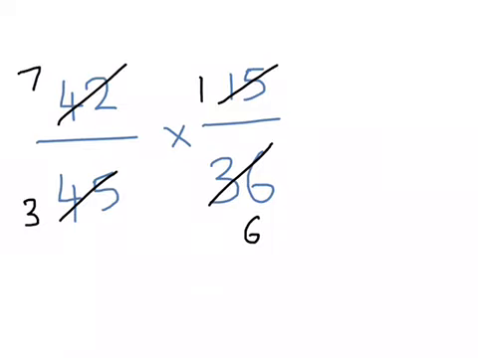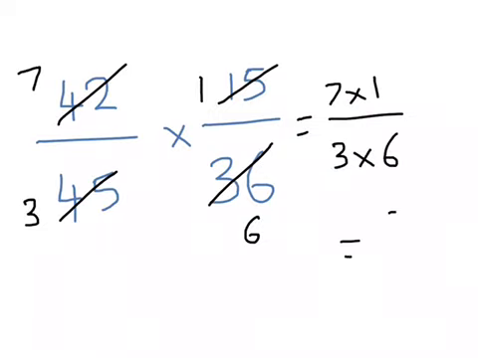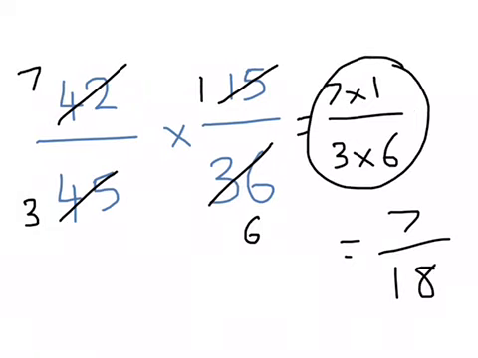Is there anything more I can cancel vertically or diagonally? No, so then top times top, so 7 times 1, and then bottom times bottom, and your final answer would be 7 over 18. You don't have to put this step in, but some people find it a bit easier just to visualize what they're multiplying. All right, the last things that we need to look at, probably two more things, is mixed numbers.